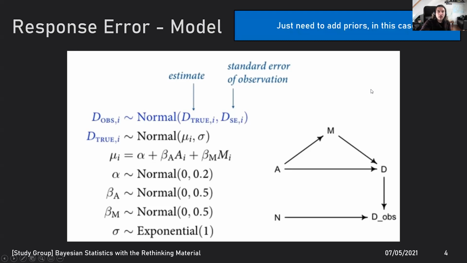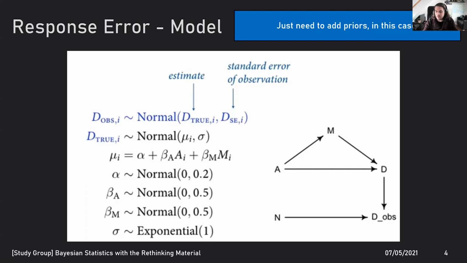So we just need to add some priors in this case, and we're good, basically. We've added the prior for the true divorce rate, which we haven't observed, but which we want to estimate from the data, since we have the observed divorce rate with our underlying causal pathways in our DAG. And we also have the standard error of observation, which I didn't quite understand why there wasn't a prior for. That's because it comes from the data, and so we don't need a prior for it.